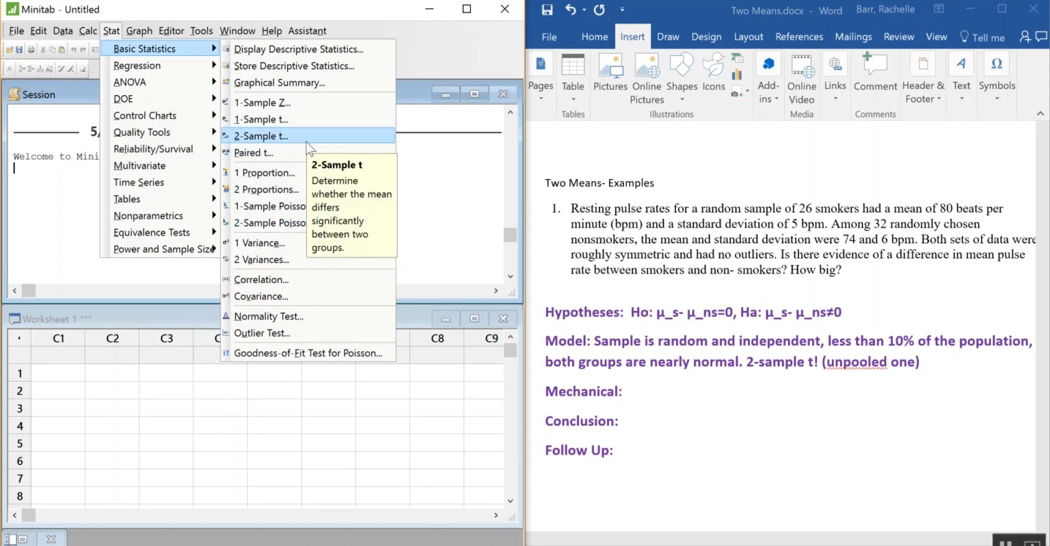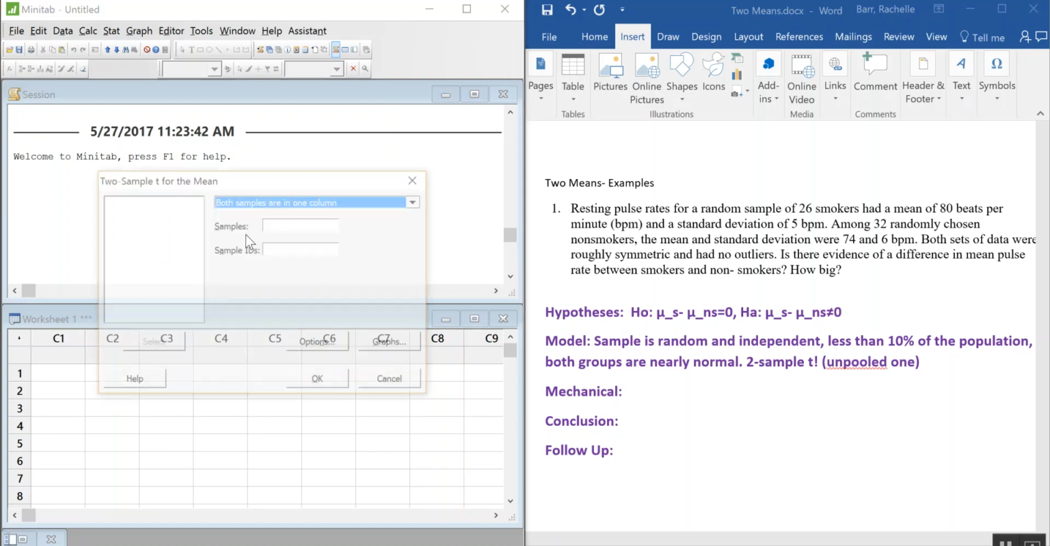We are doing the two sample because this is not a paired. It's not a paired because you don't have individuals measured more than once. It's not the same individual measured when they're a smoker and when they're a non-smoker. It's two different groups of people. So we'll click on this.